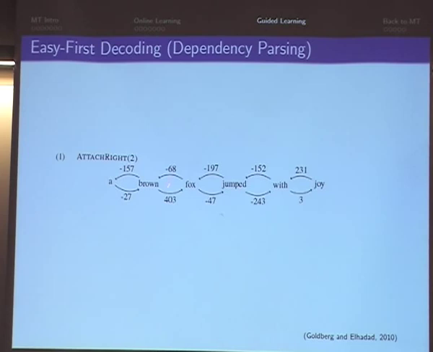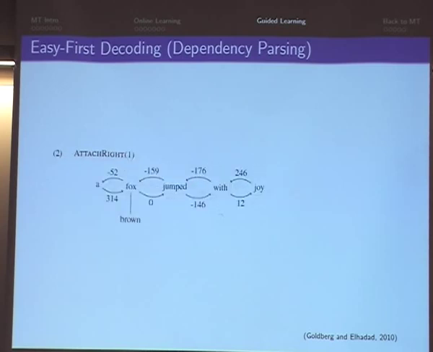I will just show the animation. So here, for each word you have just two hypotheses possible: attach the word to the left or right word. And for each such action, you have a score. You can see this is the highest score, so you will select the hypothesis with the highest score, and brown was attached below fox.